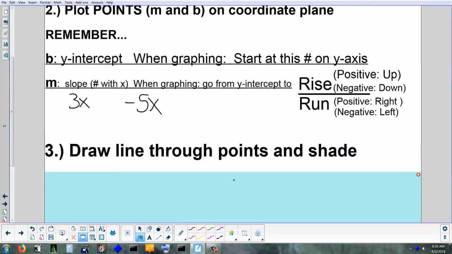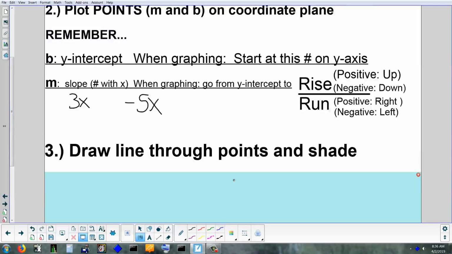You're going to draw your line through your point. You only have to graph like 2 or 3 points. Graph your y-intercept, and then do your slope a couple times. You're probably going to want to use the side of your ID or some kind of straight edge to draw your line. And then you're going to shade. We're going to get into how you draw your line and how you shade in just a second. So draw your line through your points and shade.